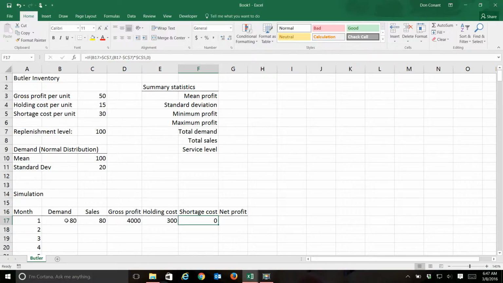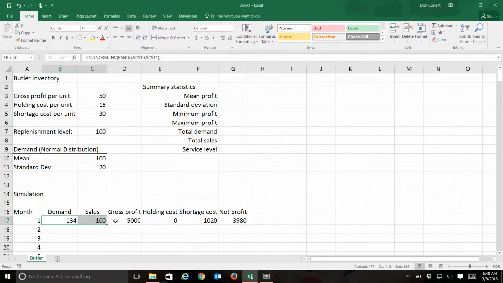I have a shortage, a holding cost. I had demand of 80, so I sold 80, which means I had 20 left over, and 20 times 15 is $300. So there you go, no shortage. Now my net profit is simply my gross profit less any holding costs less any shortage costs. There we go. Now I've done the calculation.